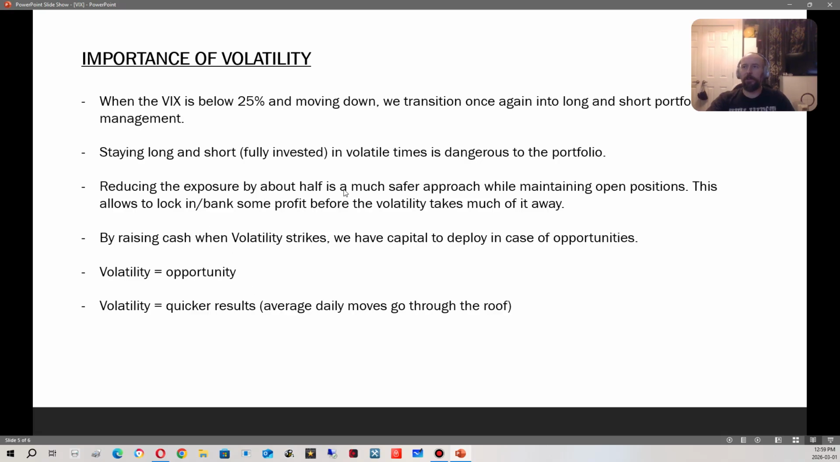Reducing the exposure by about half is a much safer approach while maintaining open positions. This allows you to lock in, bank some profit before the volatility takes much of it away. By raising cash when volatility strikes, we have capital to deploy in case of opportunities, like we spoke about.